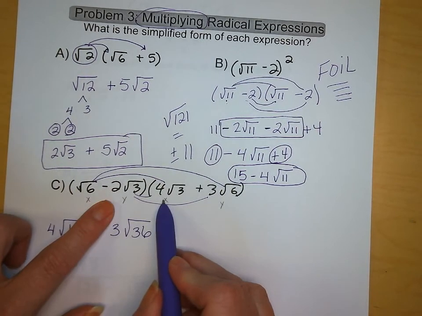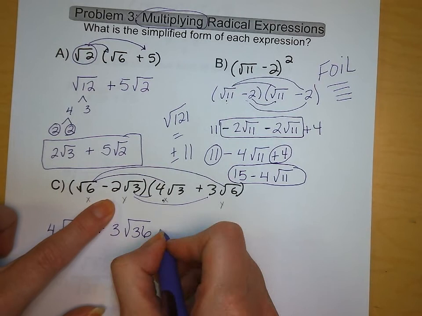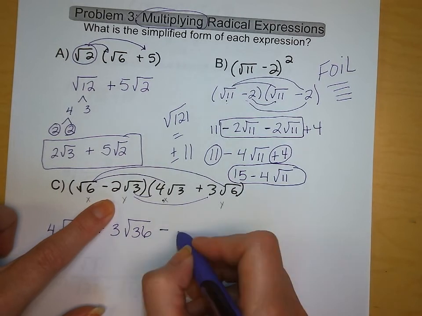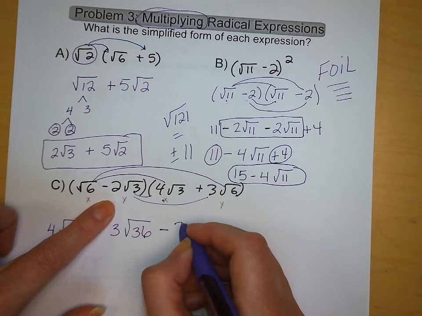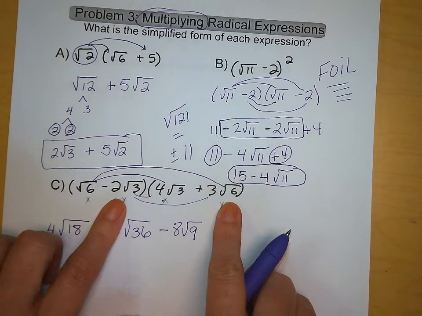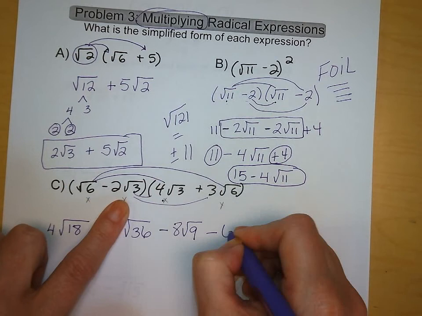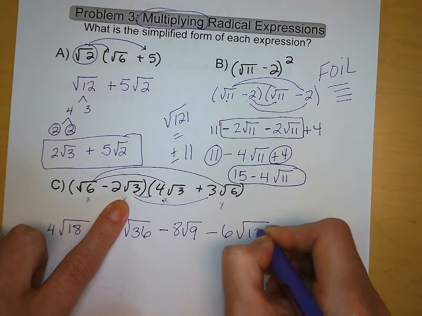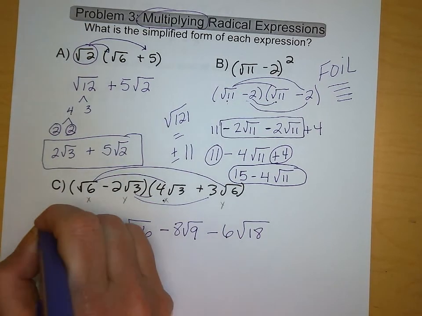Okay. Inner: negative square root of 2 times 4 square root of 3 is negative 8 square root of 9. And our last term, negative 2 root 3 times 3 root 6 gives us negative 6 square root of 18. So now we can simplify and we can combine some of these like terms.